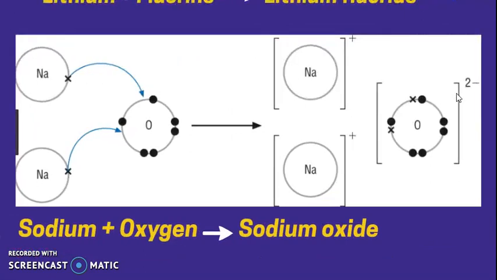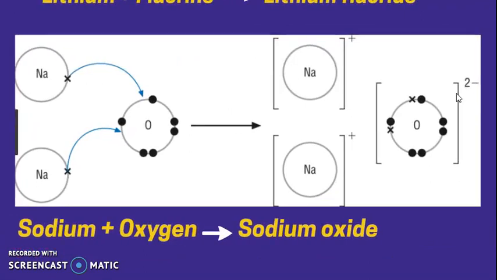And then the last one, and this one I'd say probably is about as hard as it gets. Sodium plus oxygen. Well, you'll notice oxygen's in group 6, so it can take 2 electrons.